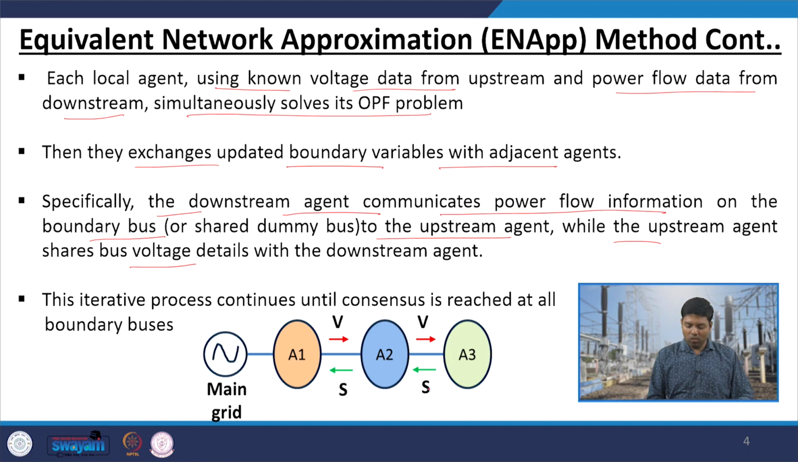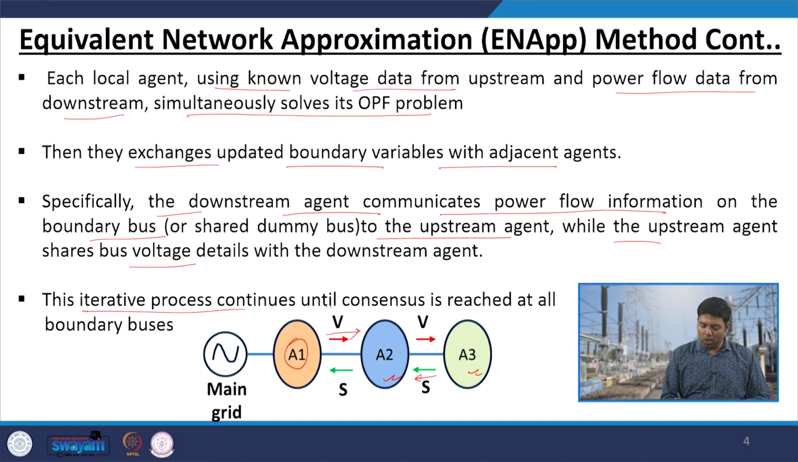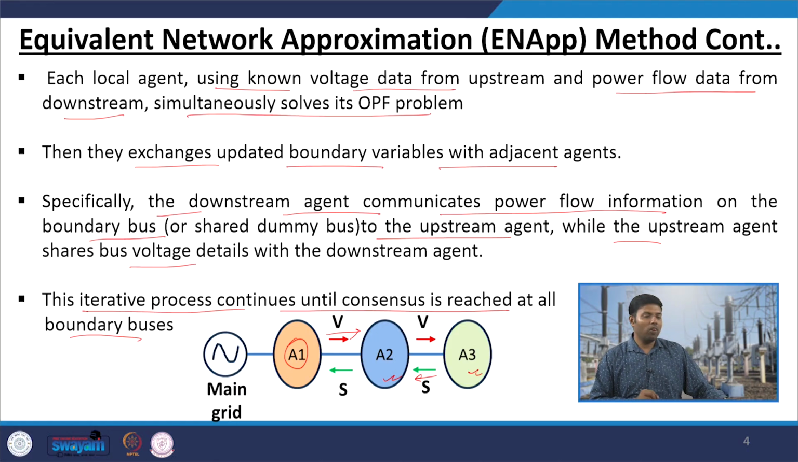What we have seen here is that for area 2, the downstream area is area 3, which will act as a load, and it will take the power data from it, and area 1 will act as a parent, the infinite voltage source, so it will get only voltage data from its parent area 1. This iterative process will continue till consensus is achieved. Consensus is a must for any distributed OPF, whether it is ADMM or NAP, but consensus must be achieved between the areas as far as the shared boundary variable is concerned.